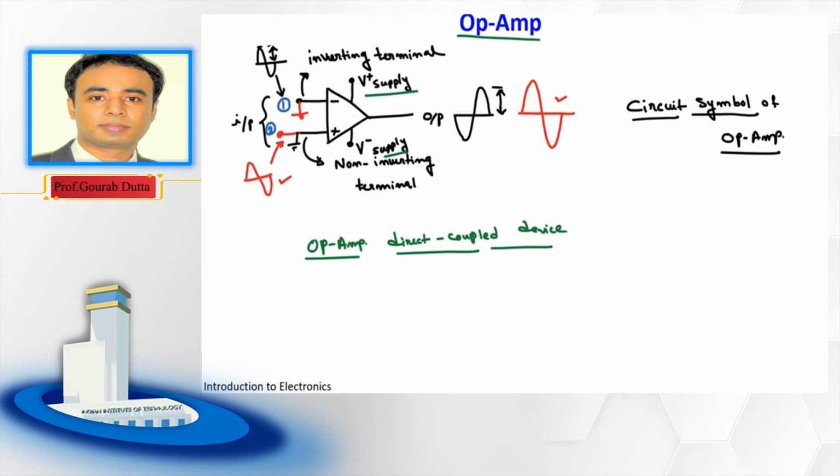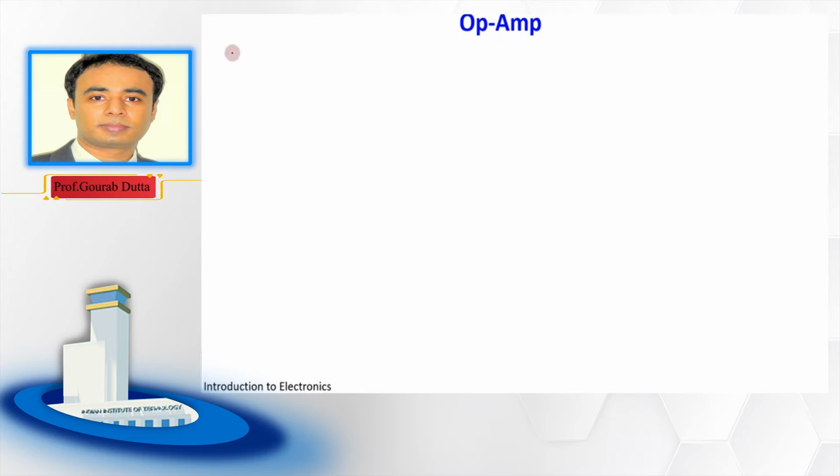So on the next page, let us discuss the characteristics of an ideal op amp, right? Because until and unless we know the characteristics of an op amp, we cannot use it in a circuit. So let us do that on the next page. Ideal op amp characteristics.